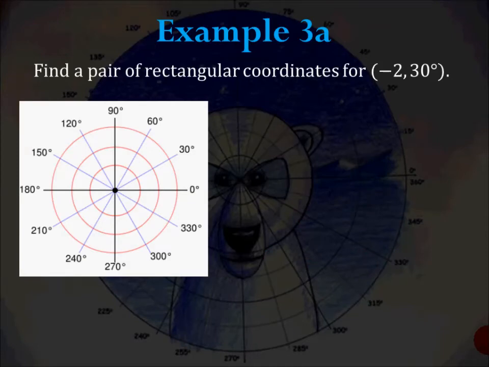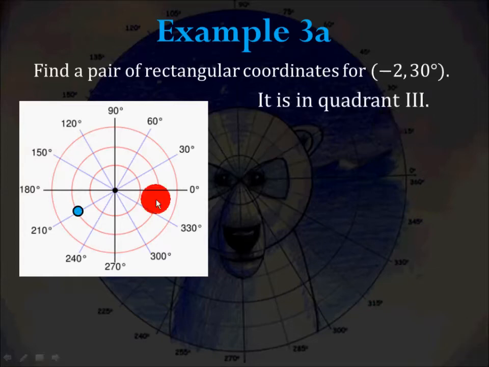Now let's go in the other direction. Example 3a, find a pair of rectangular coordinates for negative 2, 30 degrees. So now we're just going the other way. We have a quadrant 3 point here. If you went negative 2, 30, we're going 30 degrees in the second circle, and then we're going to go 2 units in the opposite direction. So that leaves us here.